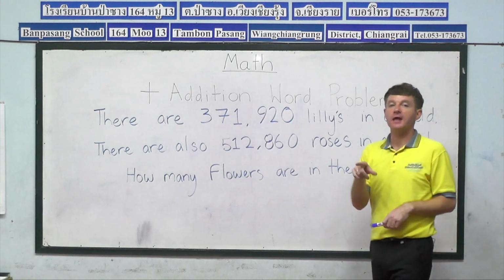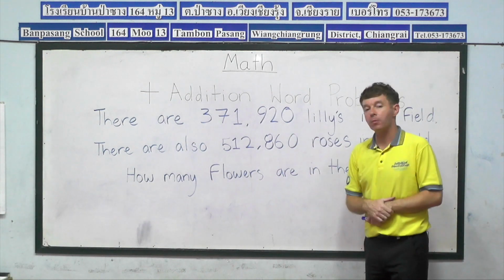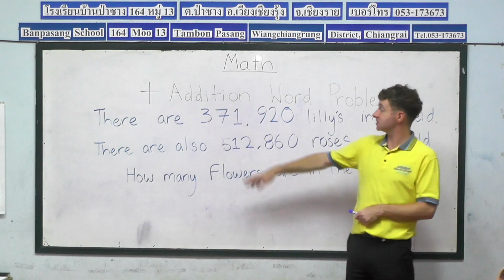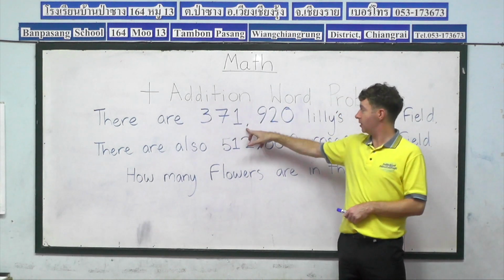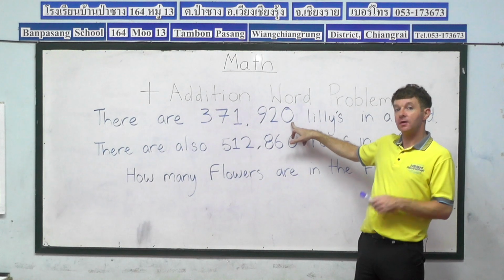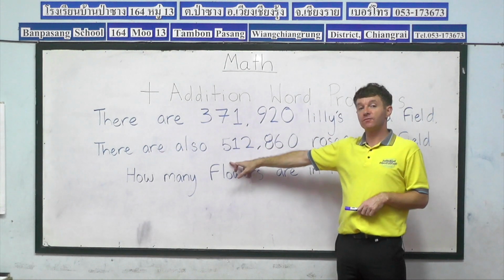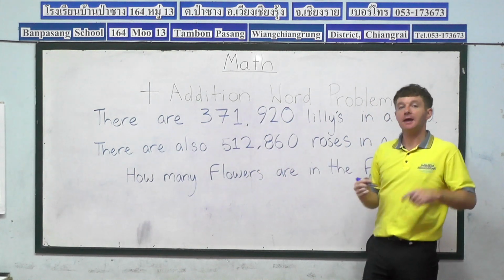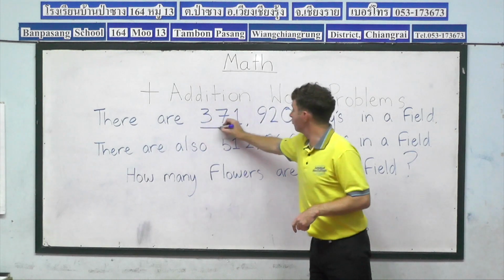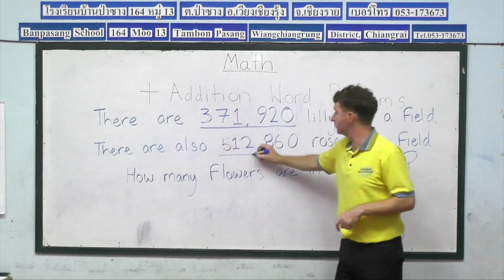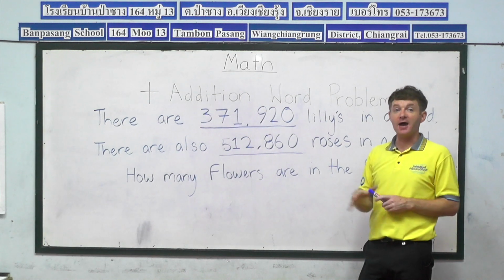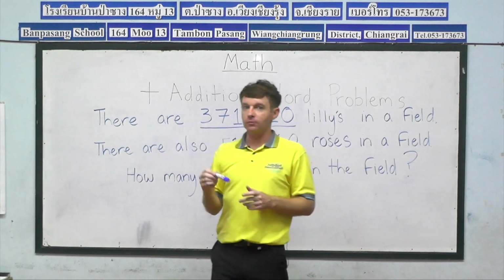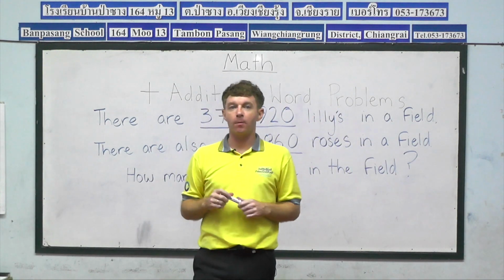Okay, guys, so who can tell me, looking at our addition word problem, what are the two numbers that we need to add together? Yes. 371,920. And we need to add it with 512,860. Excellent. So the first thing to do, read and understand our word problem. And then identify the numbers that need adding together.